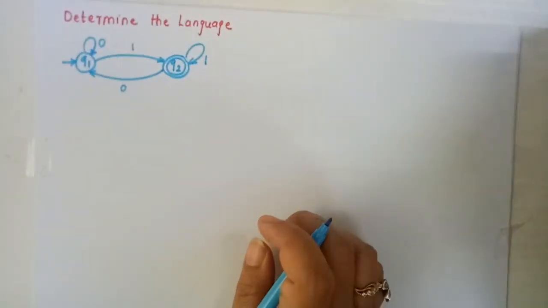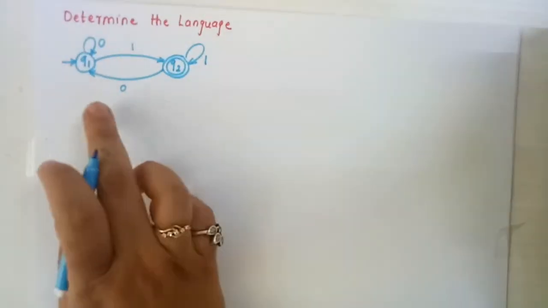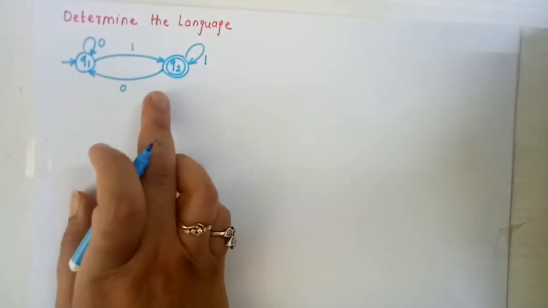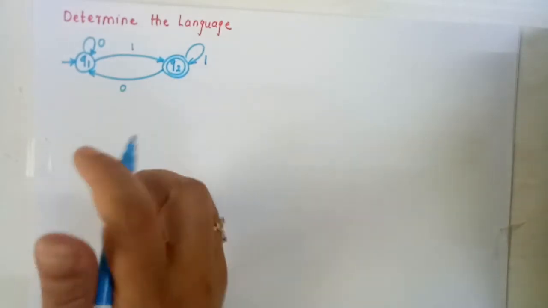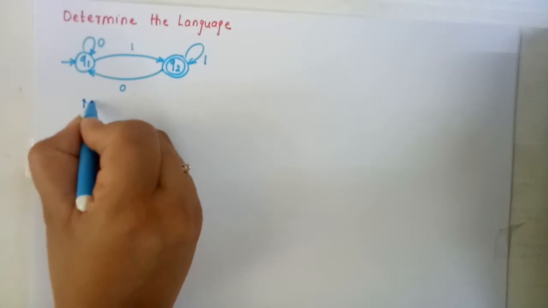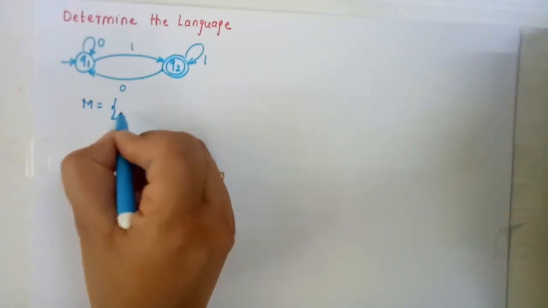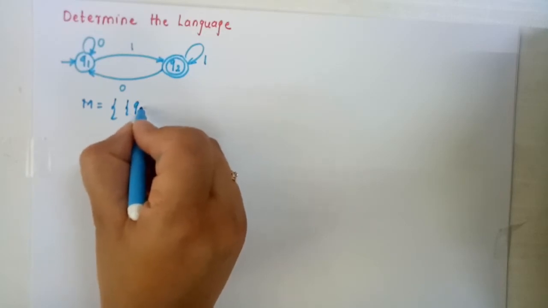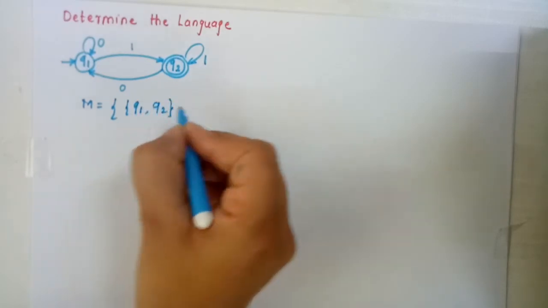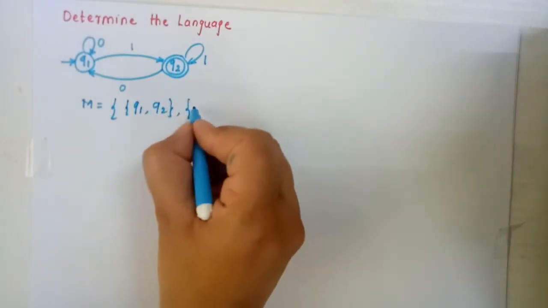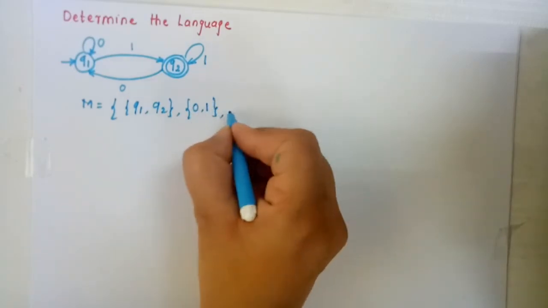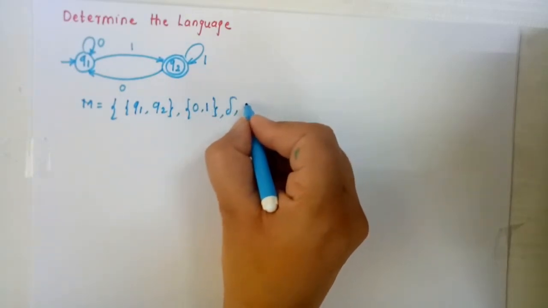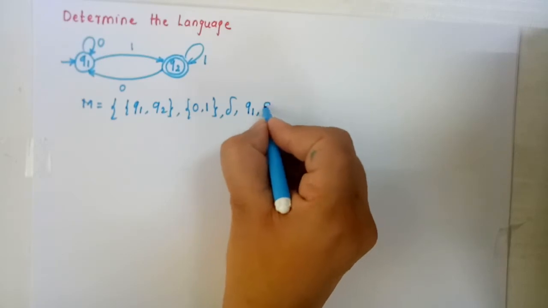Next topic, determine the language. A finite automaton is given. Now determine the language. So first write down the M. M is equal to: first the number of states, q1, q2. Then the input alphabet is 0, 1, delta, initial state q1, final state is equal to q2.